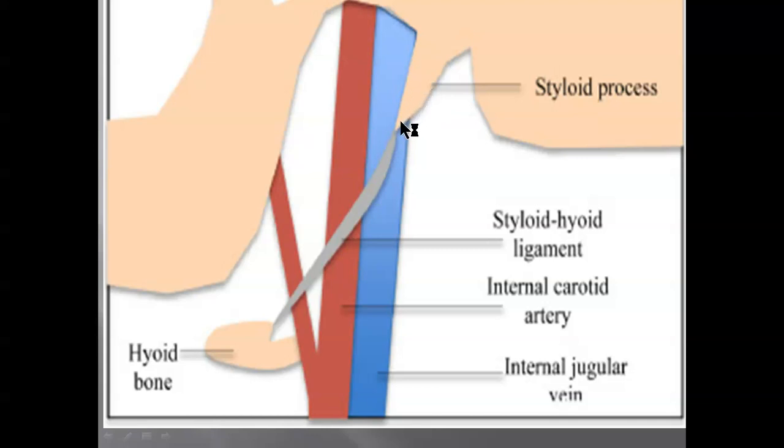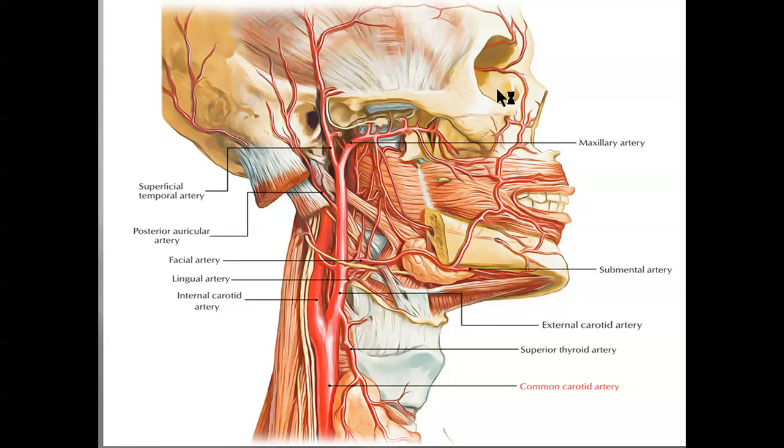Whereas once the styloid process, we can see the styloid process over here. Now this internal carotid artery, once it passes near the styloid process, is called the post-styloid part of the internal carotid artery. Here again, the same image describing our suprahyoid part and the post-styloid part.